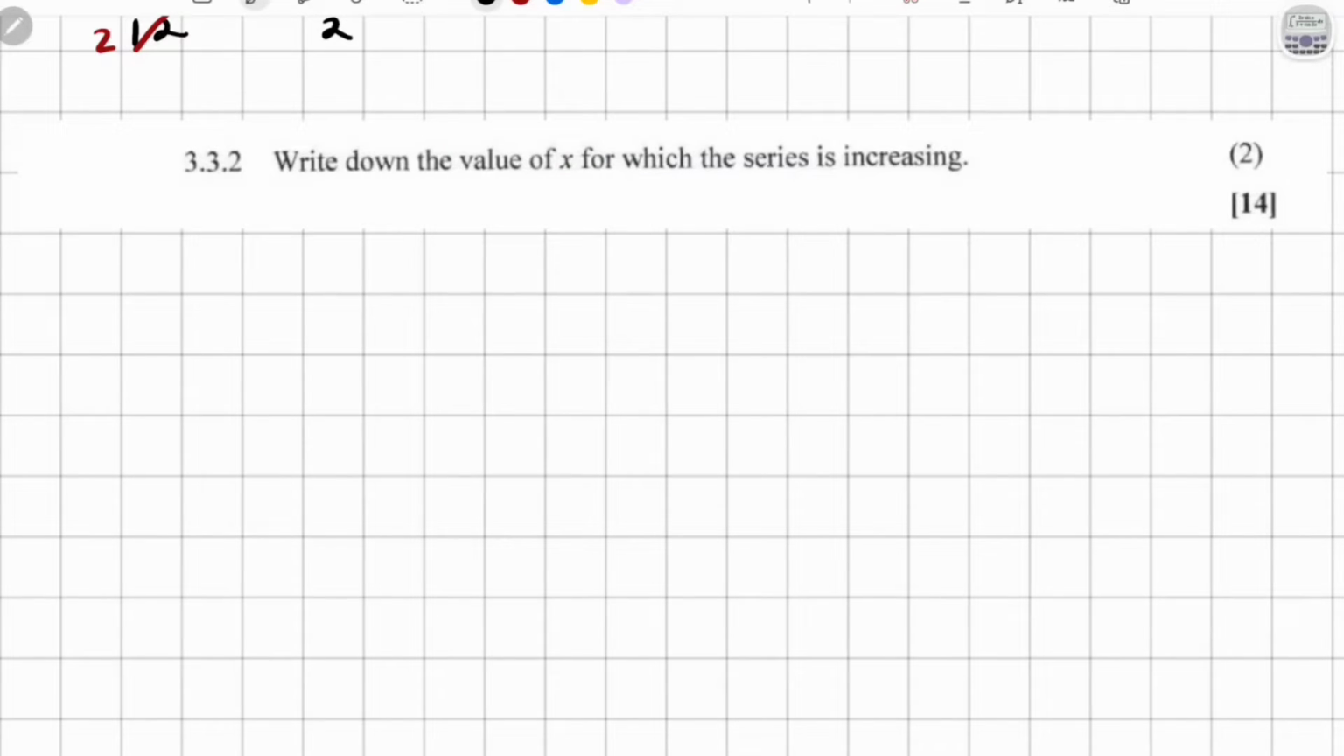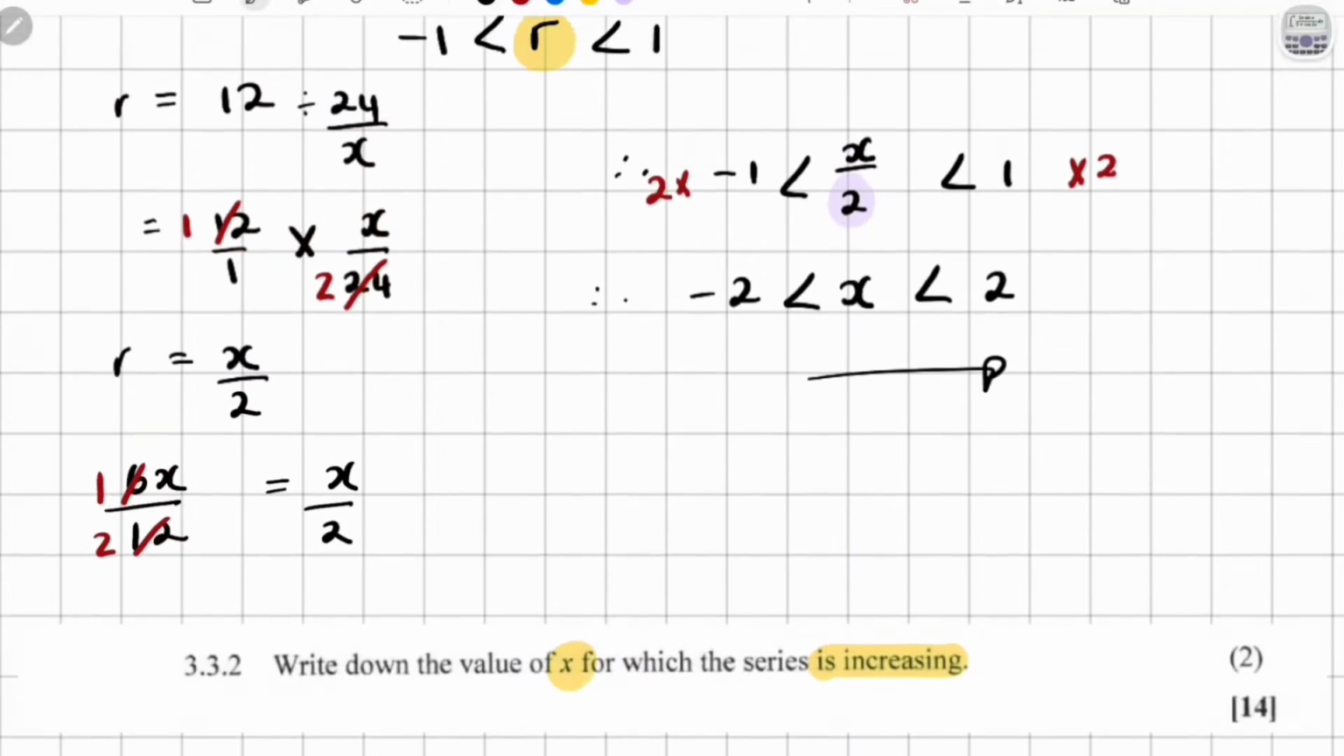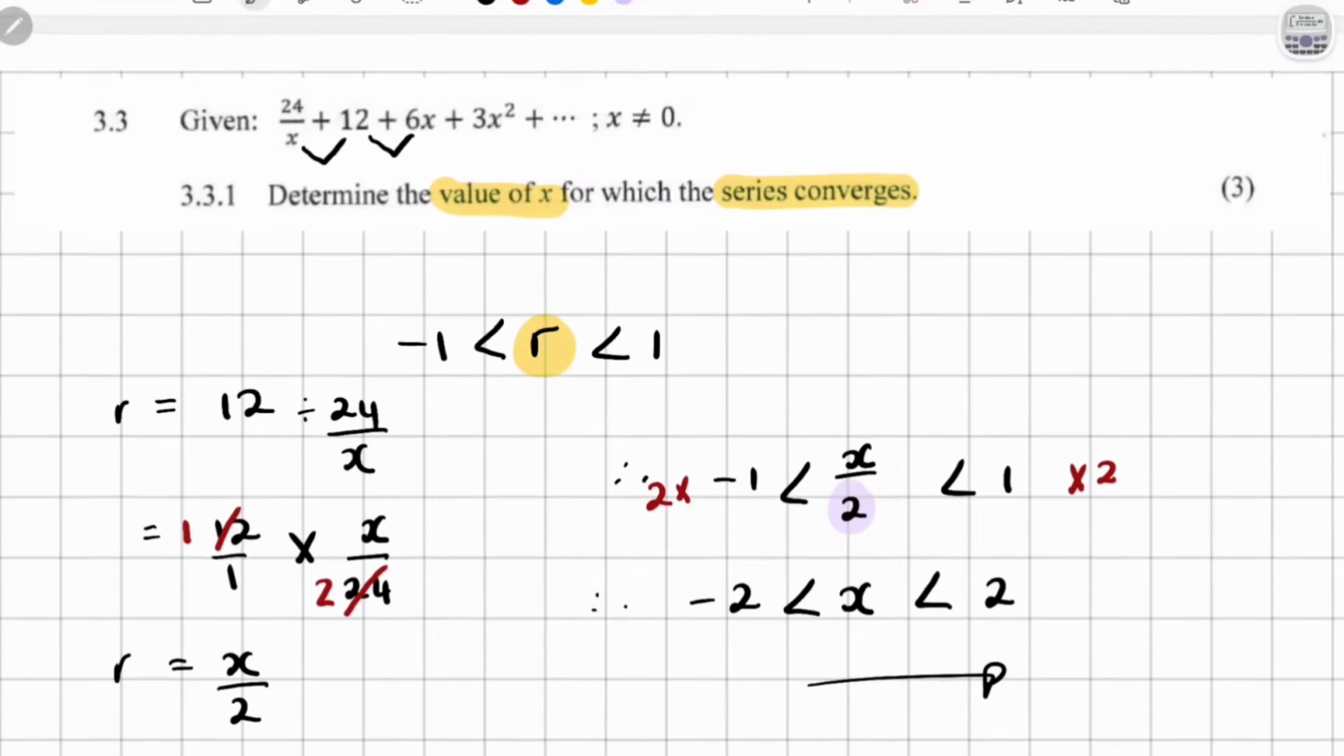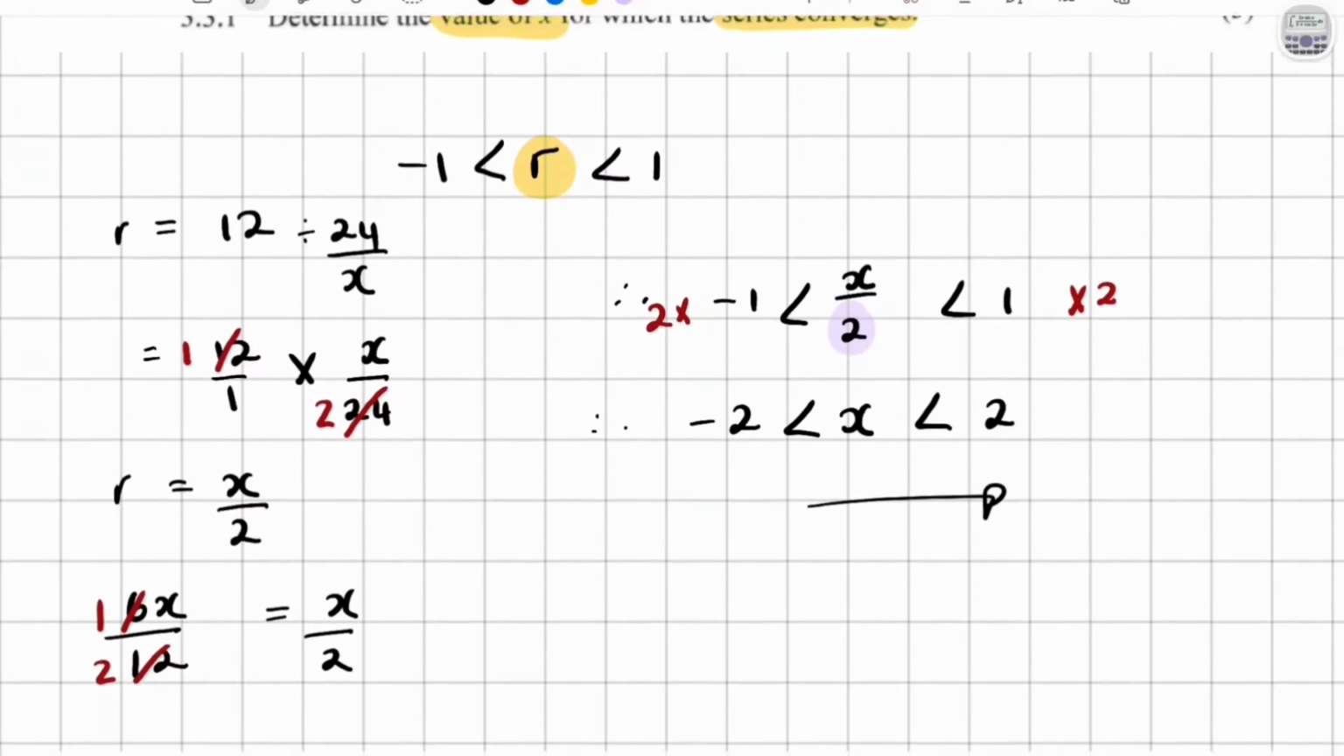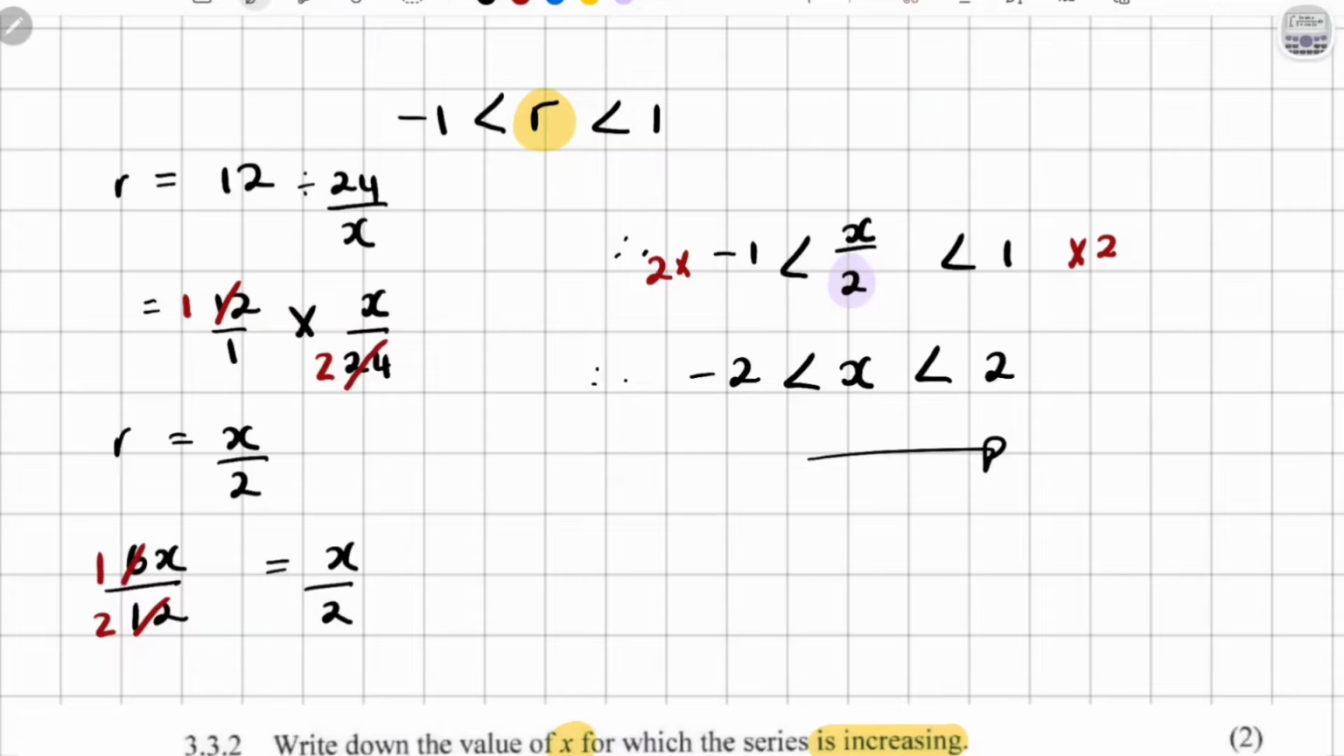And then the last question in question 3.3.6 says, write down the value of x for which the series is increasing. Okay, so we're looking at the series now. And in the previous question, we found the values of x for which the series converges. Do you remember when I explained that a converging series is really heading towards a particular number? In the case where r was equal to a half, we saw that the pattern just kept decreasing and decreasing and getting smaller and smaller, heading towards zero. But the thing is that it's never actually going to become zero.